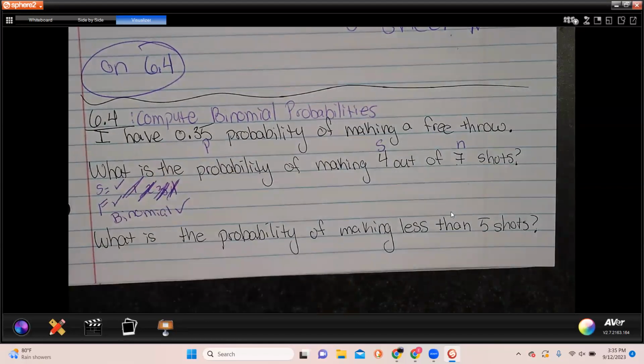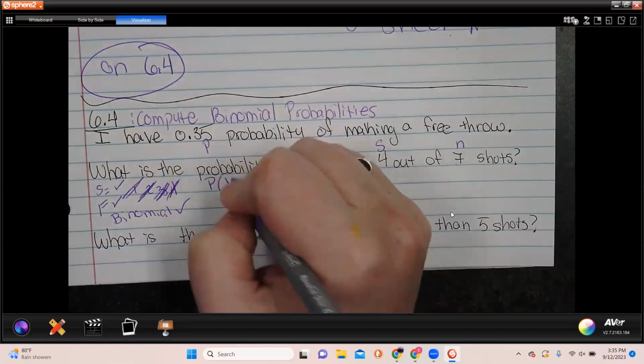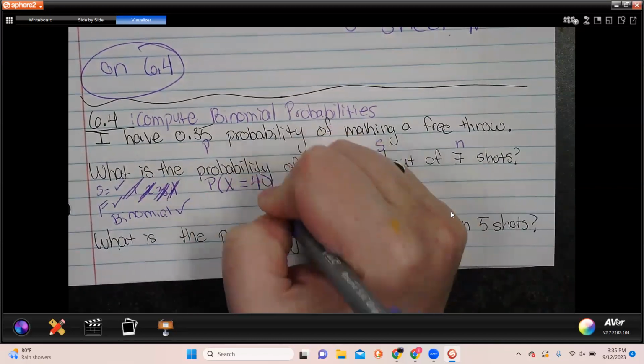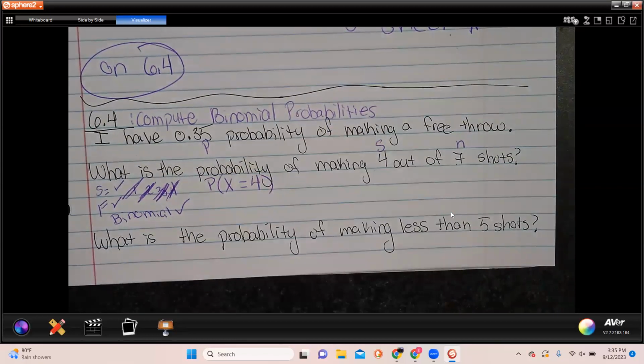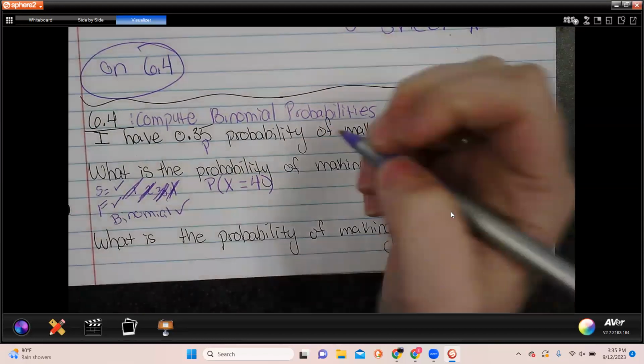Okay. So I wanted to know the probability of making 4 out of the 7 shots. So this is the probability of making exactly 4 shots. Okay, so you're going to need your calculators for this one. There is an equation for it. The equation is a little brutal, so I would not recommend that one.